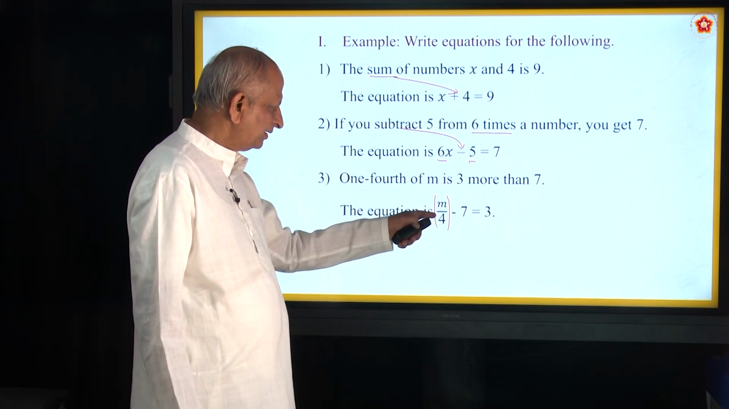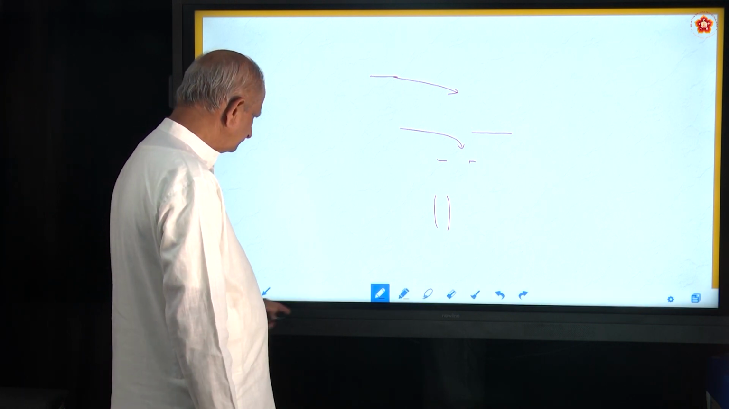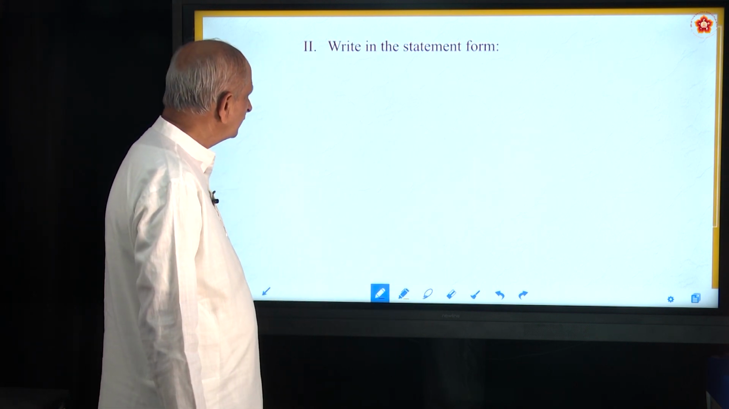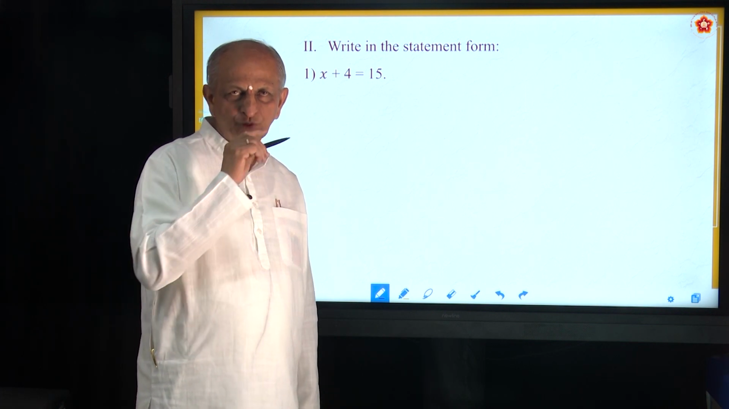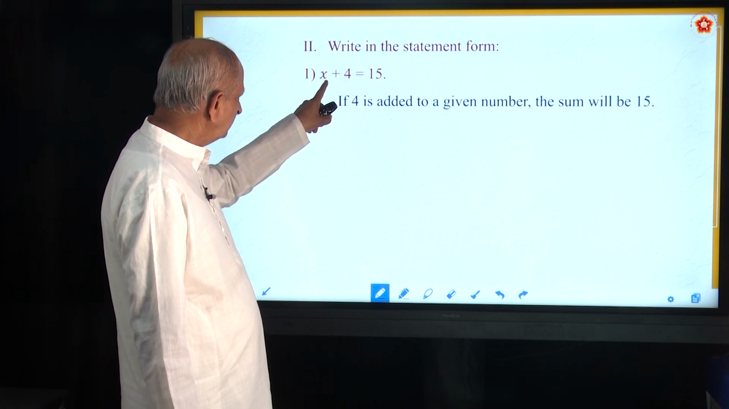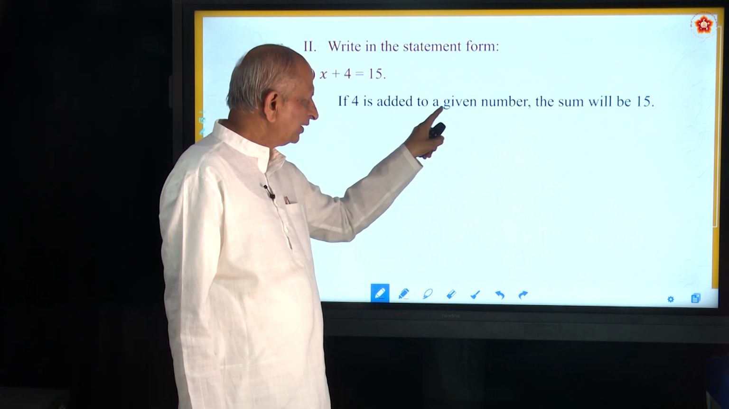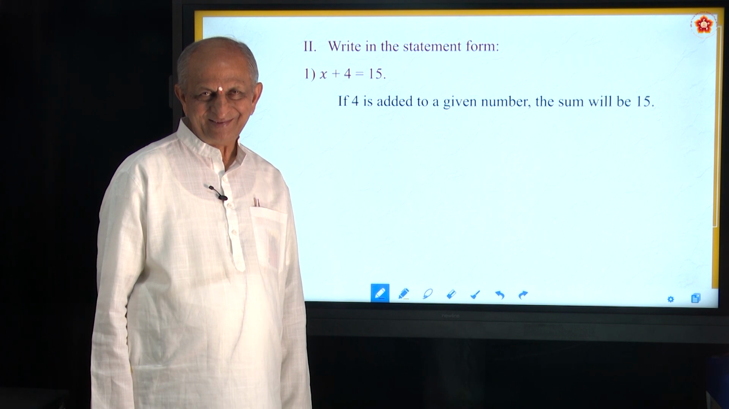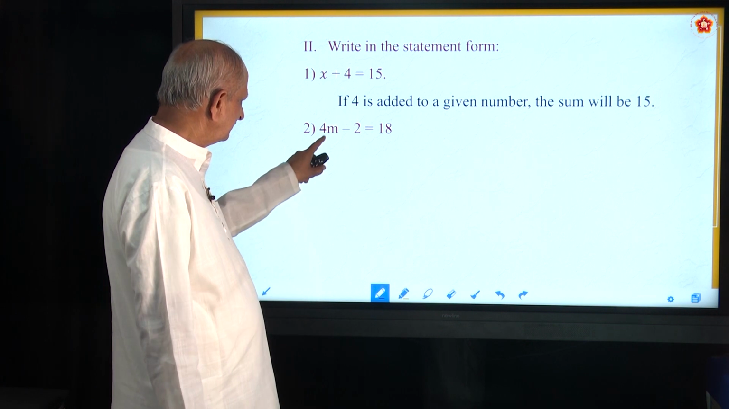Here what is the variable? M. Okay. And also you have statement form. If an equation is given, you should know how to write in statement form. For example, the equation x plus 4 equal to 15. If 4 is added to a given number, the sum will be 15.